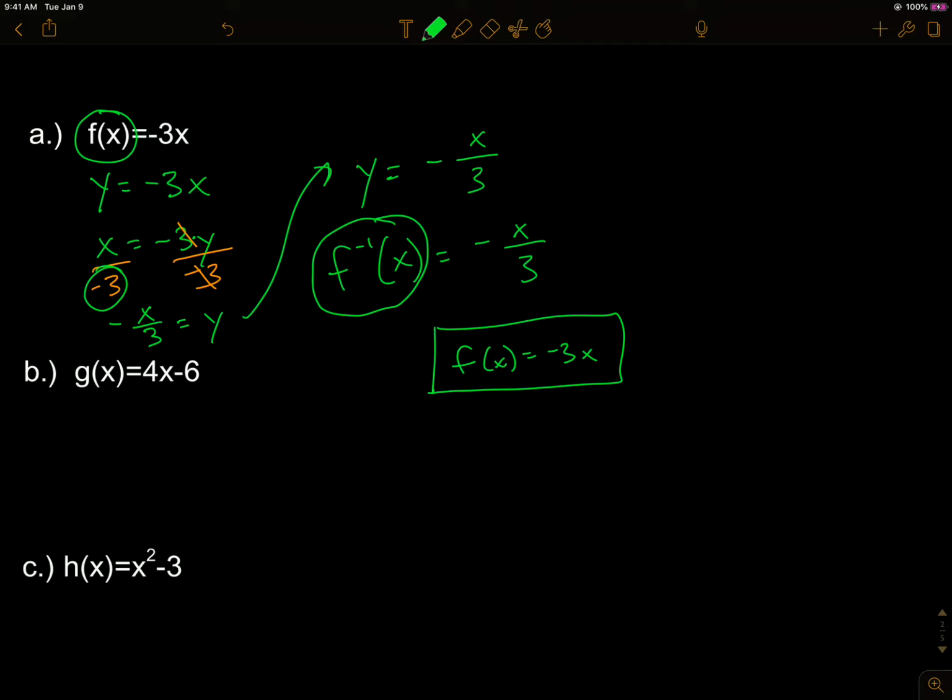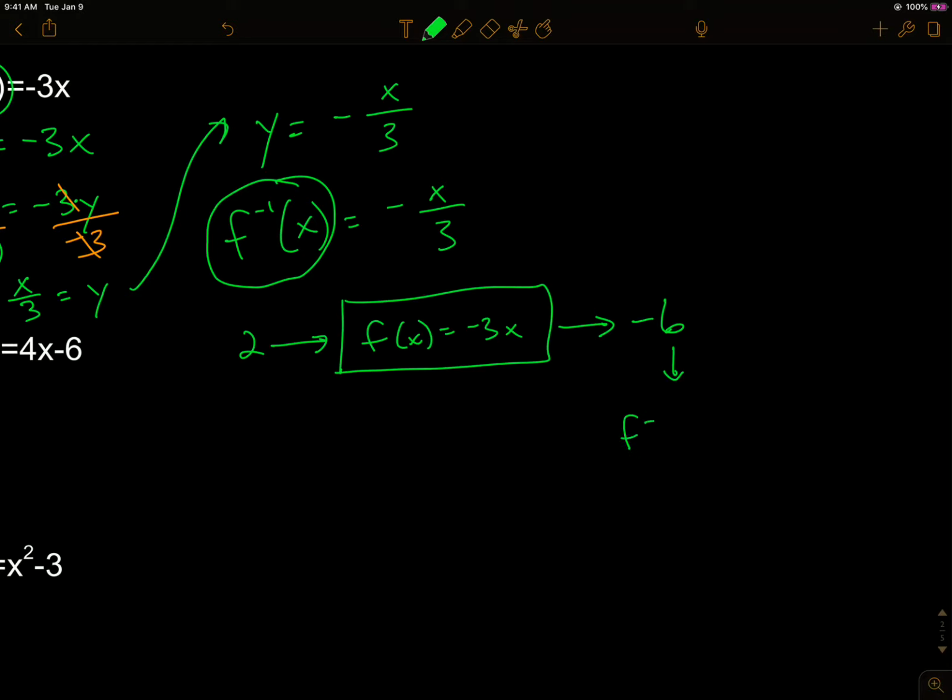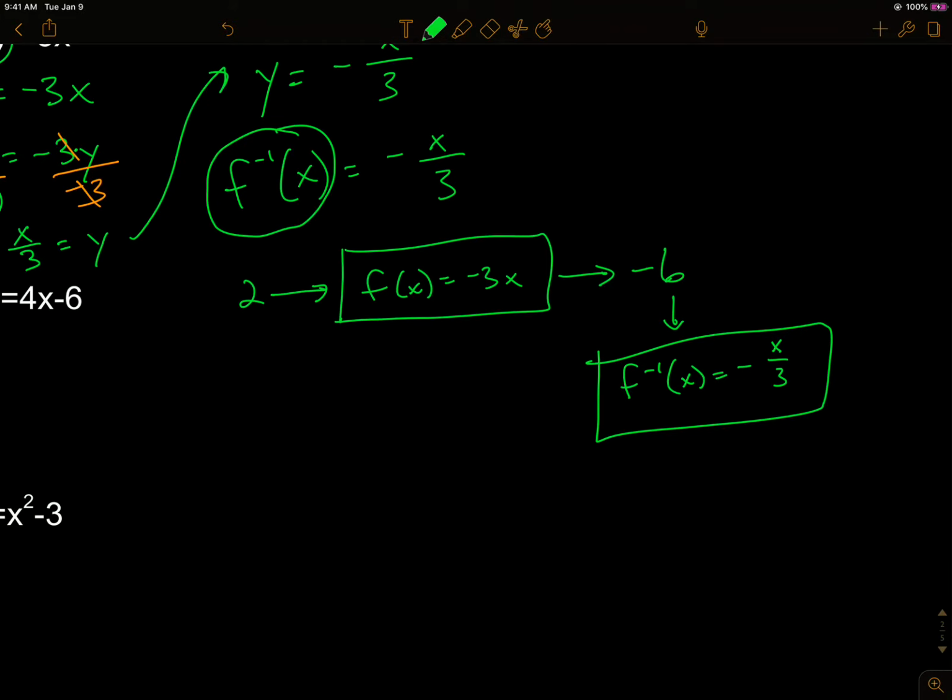So if I do the composition, if I pick a number, let's say 2, and I put 2 into that machine, I plug it in for x, I get negative 3 times 2, it spits out a negative 6. If I take that answer and now put it into our inverse machine, I put that in for x in our inverse machine, I get negative 6 divided by 3 is negative 2 times the negative sign becomes a positive 2. So you can see that this inverse machine undid what the other machine did because I end up back at the same answer where I started.